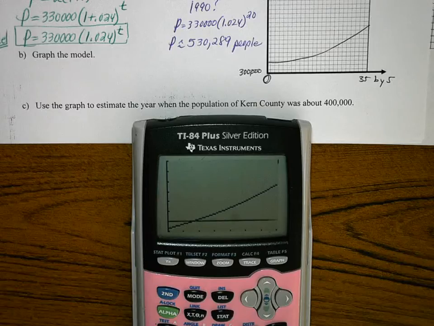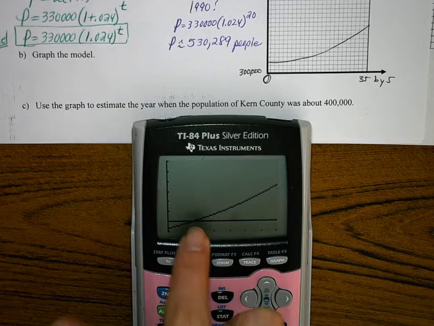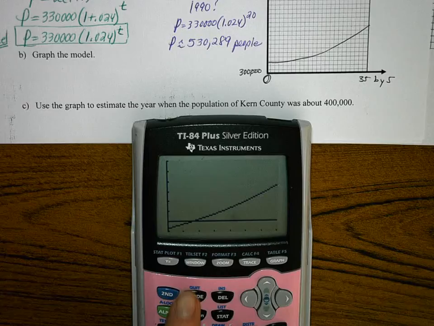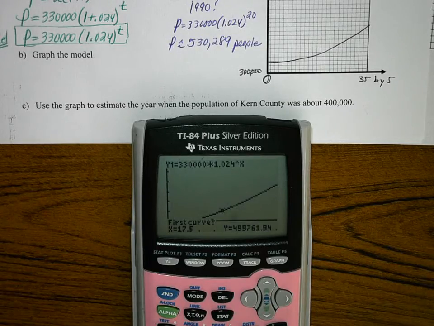All right, it's pretty exciting. I'm pretty sure it happens right here. How do I find that? Trace? Second trace. Second trace brings up a menu called calculate. What is it I'm trying to calculate? Where they intersect. So I'm going to choose 5. First curve, hit enter. Second curve, hit enter. And guess, hit enter. Enter, enter, enter. 3 enters. And what do you get?